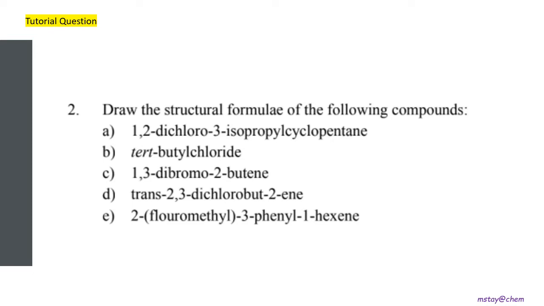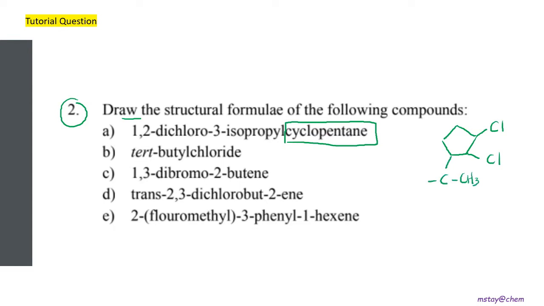Tutorial question number 2. Draw the structural formula of the following compound. First, 1,2-dichloro, 3-isopropyl cyclopentane. So as usual, we identify the parent, cyclopentane. 1,2-dichloro, 3-isopropyl. So this is the structure for question 2A.